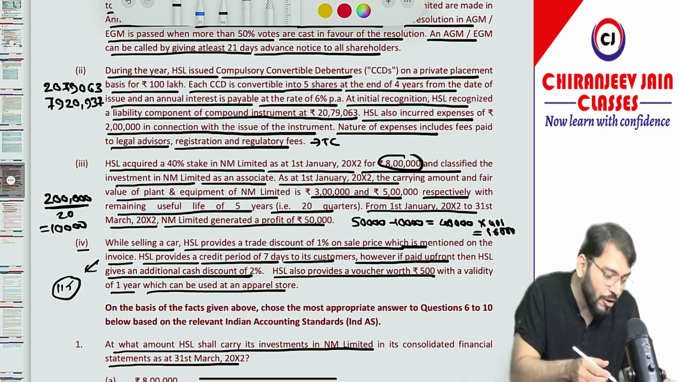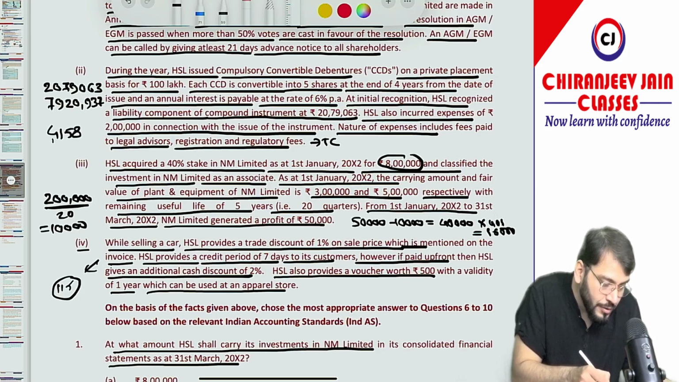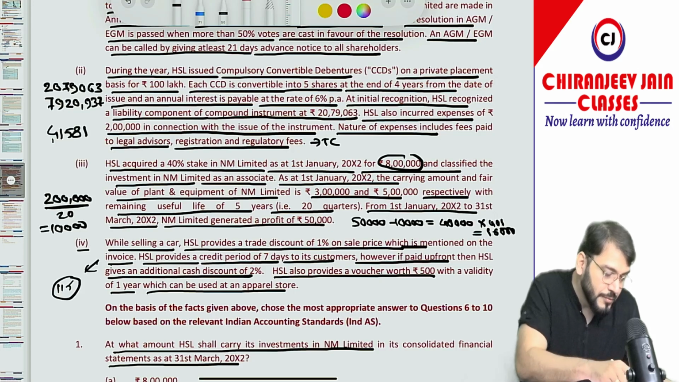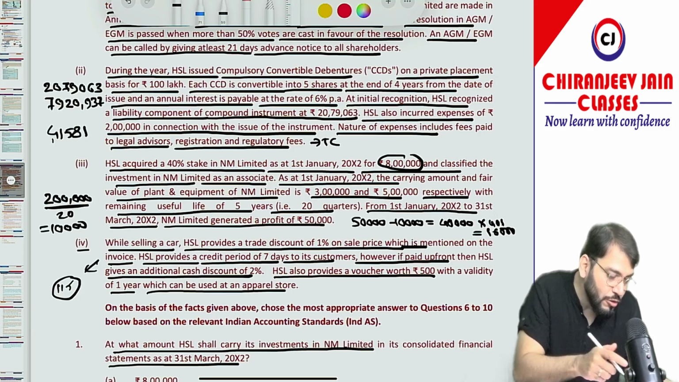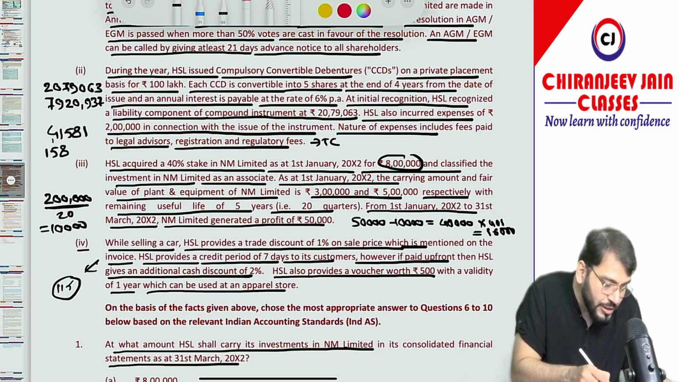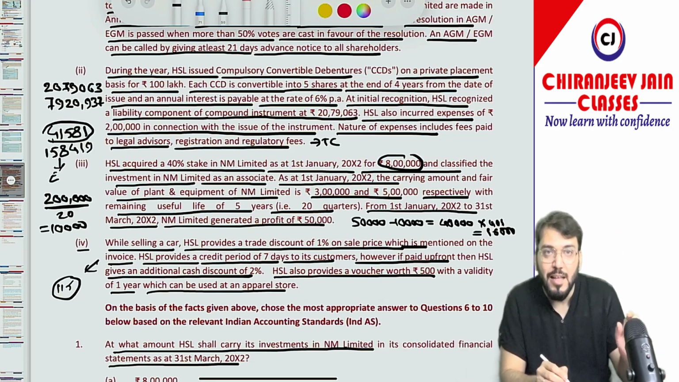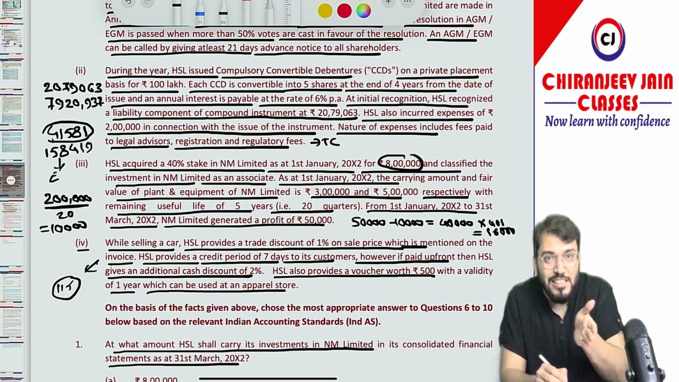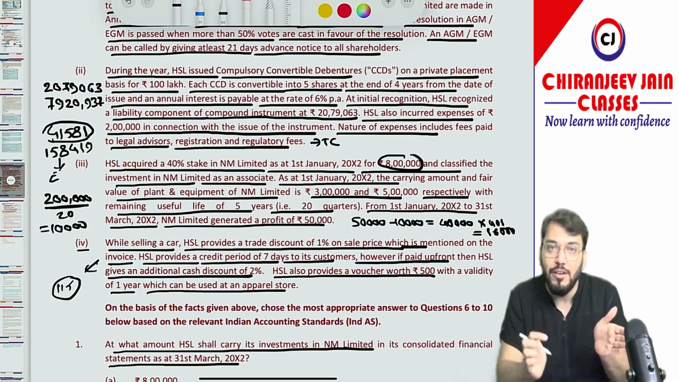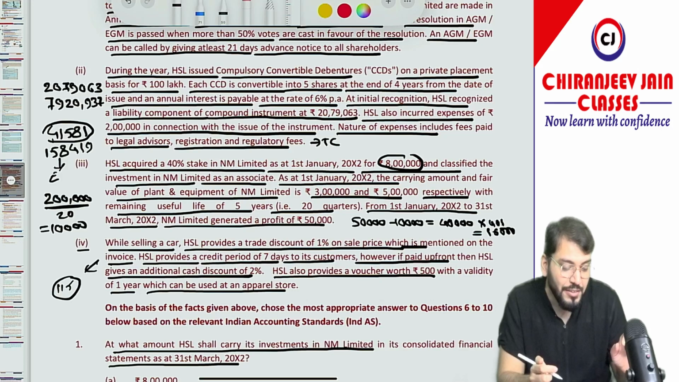100 lakh. How much is it coming? 41,58,1 minus 2 lakh is equal to how much? 1,58,419. So this will be deducted from the equity component. This will be deducted from the financial liability, which will be recognized as an interest expense over what period? Over the period of the tenure, over the period of the contract.